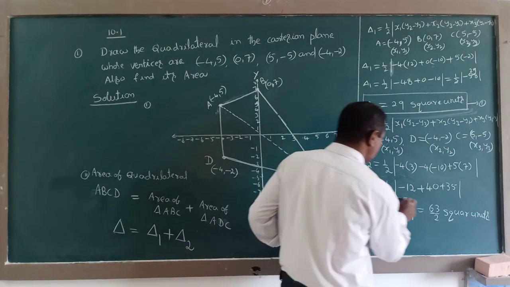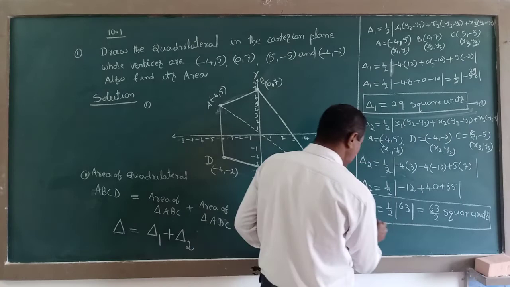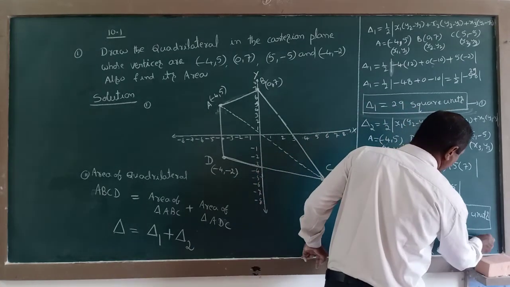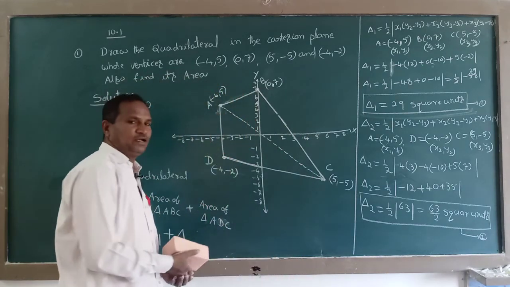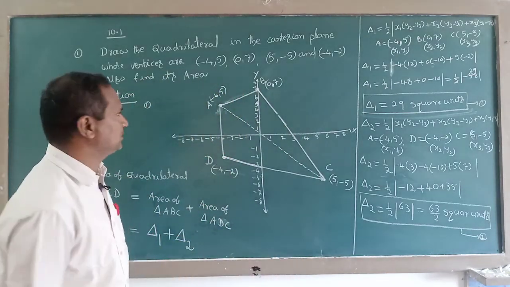This is equation number 2. Add 1 and 2, and you will get the required area of quadrilateral ABCD.